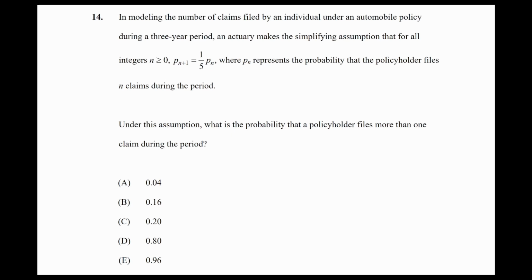Let's go over number 14 of the SOA sample questions for exam P. So, without further ado, let's read the question.